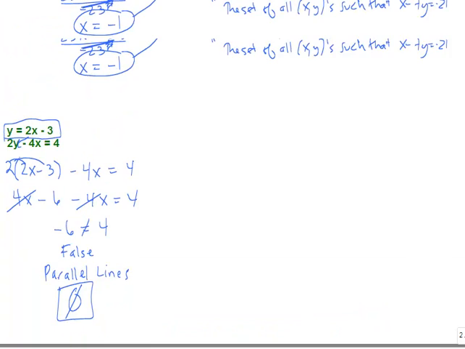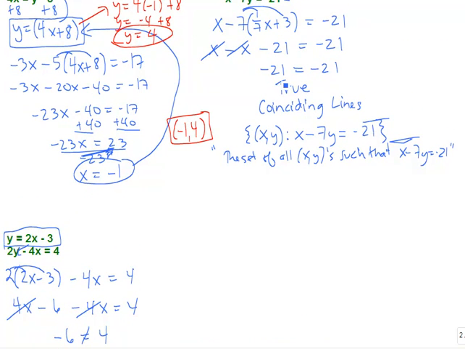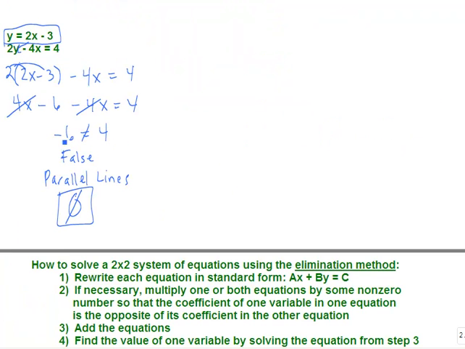So a true statement, like in our earlier example, would give you coinciding lines, and your answer is going to be the equation of the line. A false statement, like our last example, is parallel lines, and your answer is going to be no solution.